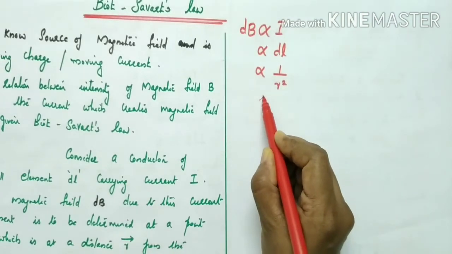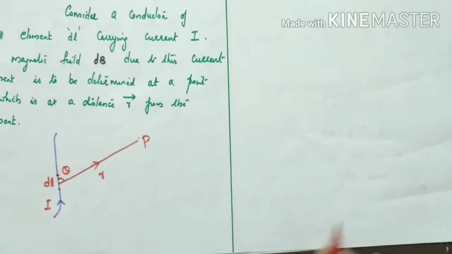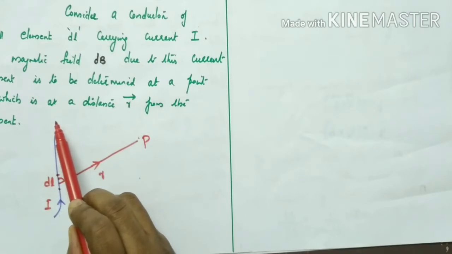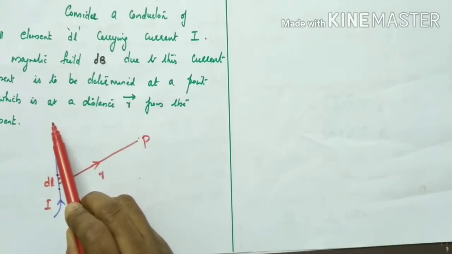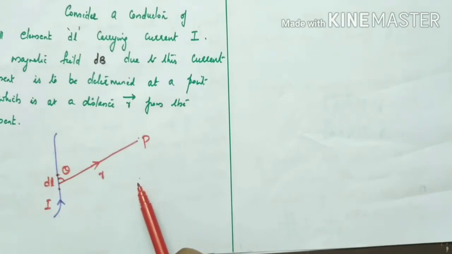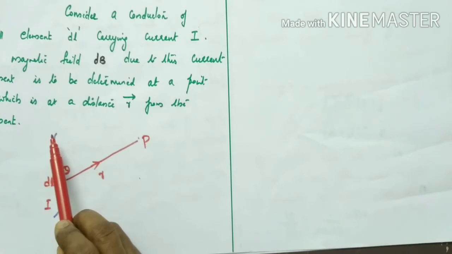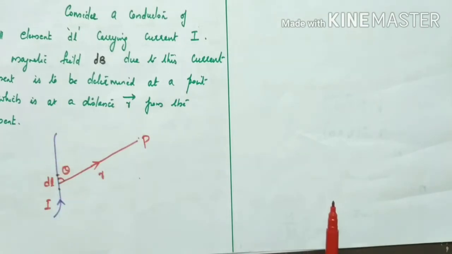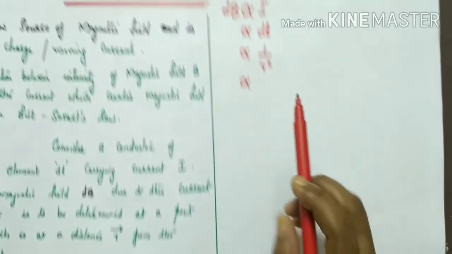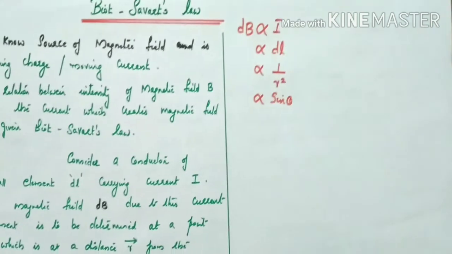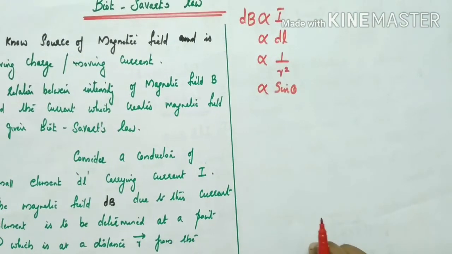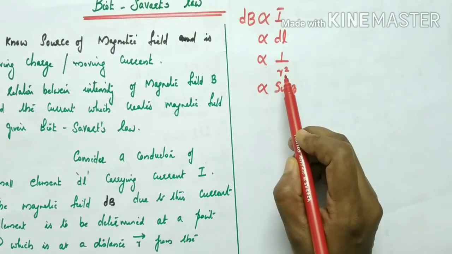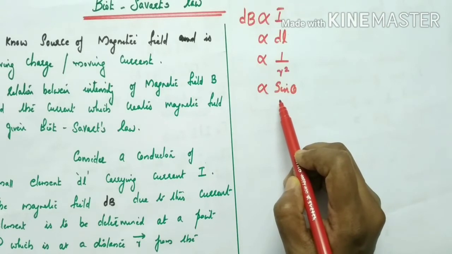They also found that if the point P is here, what is the value of theta? Theta will be 90 degrees. And if the point P is along the line of the conductor, theta is 0 degrees. At 90 degrees the magnetic field is found to be maximum, and at 0 it is found to be minimum. So the magnetic field depends on sin theta; it is directly proportional to sin theta. This was Biot and Savart's observation: magnetic field is directly proportional to current, directly proportional to the current element, inversely proportional to distance squared, and directly proportional to sin theta.